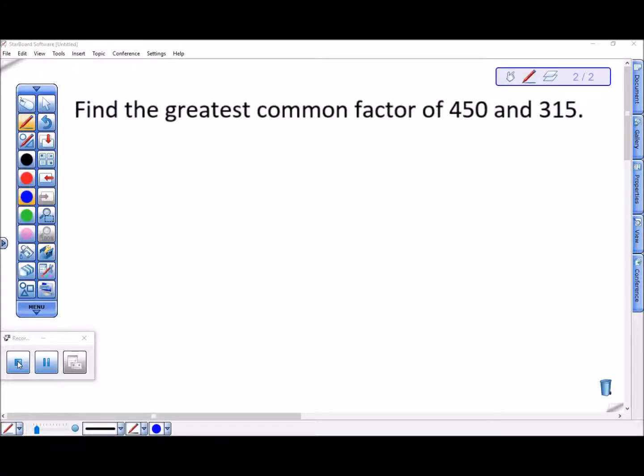Let's take a look at this problem. Suppose that someone asked me to find the greatest common factor of 450 and 315. So here, this word factor means things that multiply together to make up. For example, 36 is 2 times 18, so 2 and 18 are factors of 36. 36 is also 4 times 9, so 4 and 9 are factors of 36.